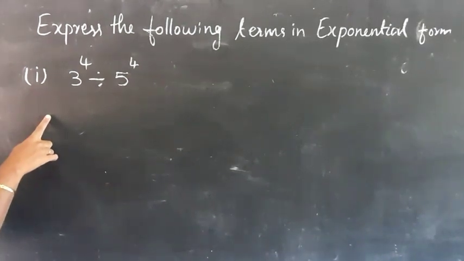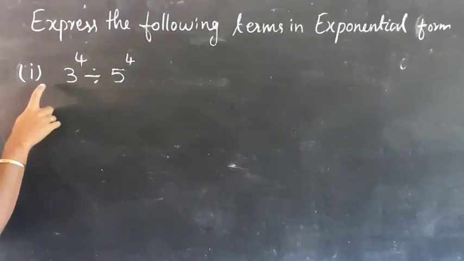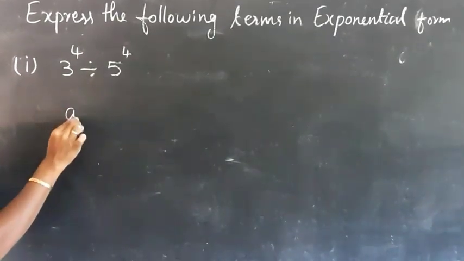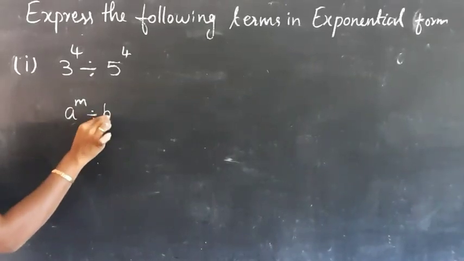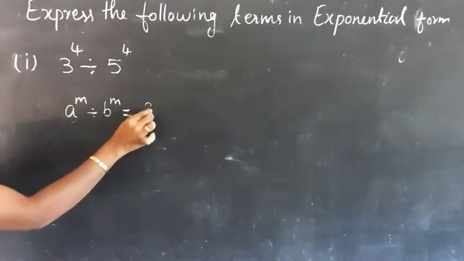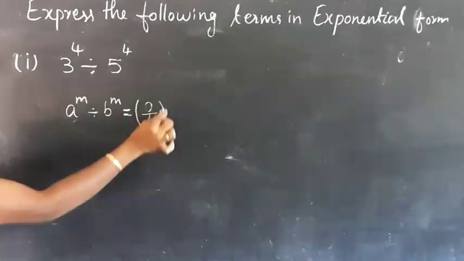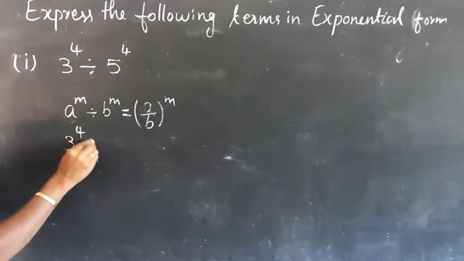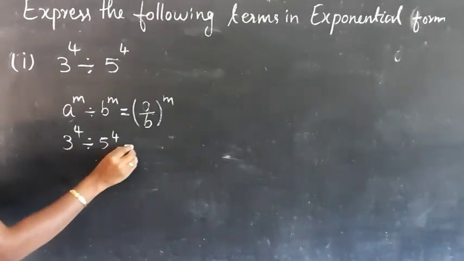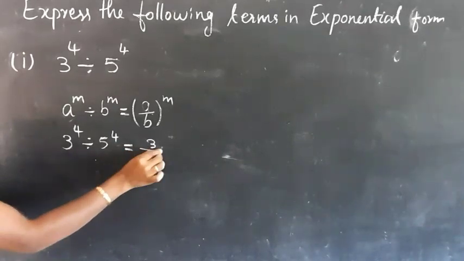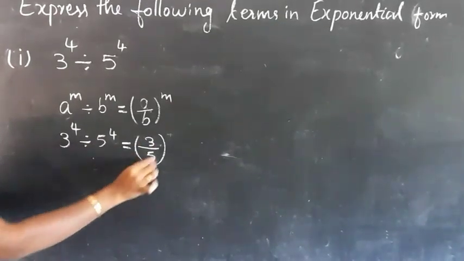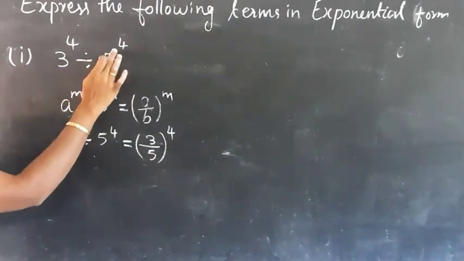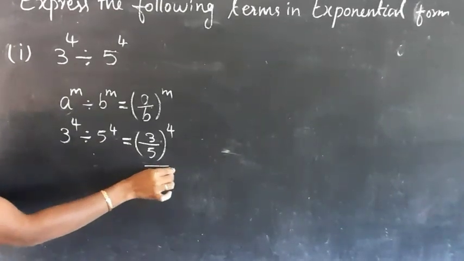Express the following terms in exponential form. First one, 3 raised to 4 divided by 5 raised to 4. We know that a raised to m divided by b raised to m is equal to (a by b) the whole raised to m. So 3 raised to 4 divided by 5 raised to 4 is equal to (3 by 5) power 4. So 3 raised to 4 divided by 5 raised to 4 is equal to (3 by 5) the whole raised to 4.